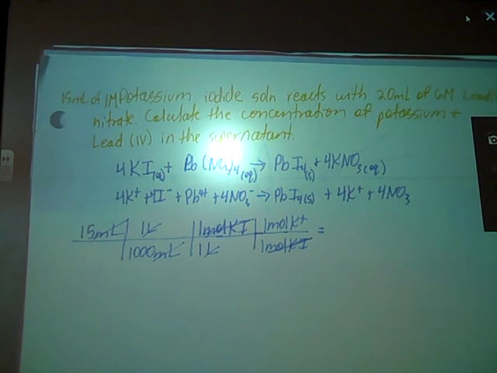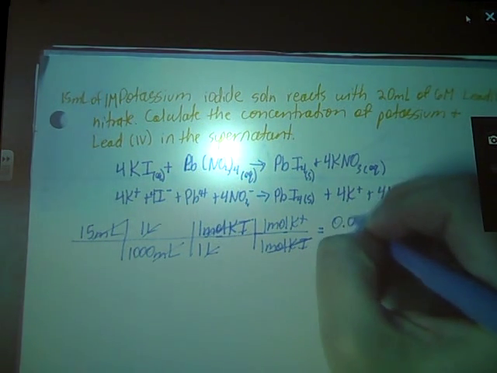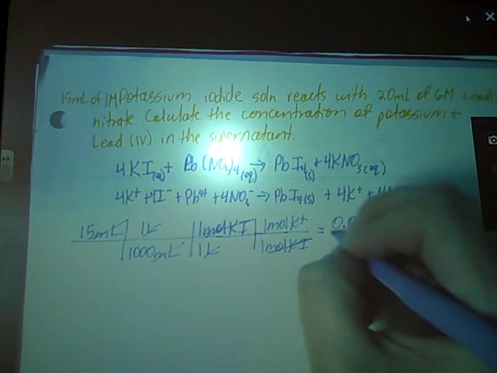So we have 15 divided by 1,000. This is how many moles of potassium ion I have present.